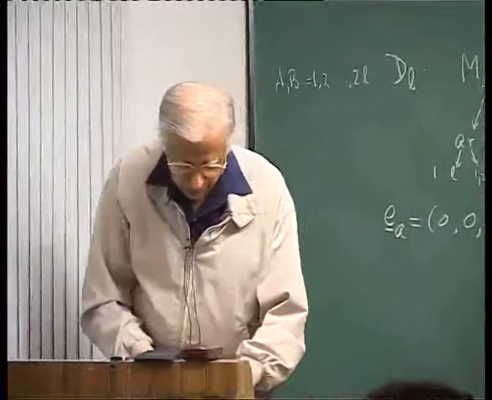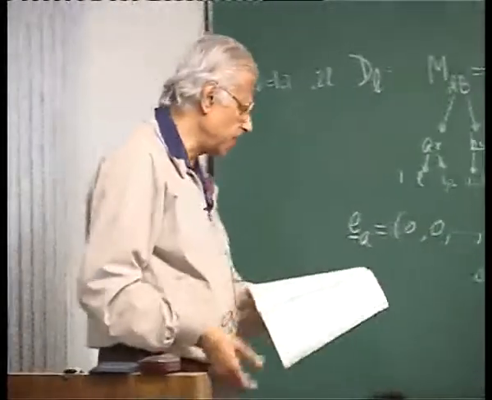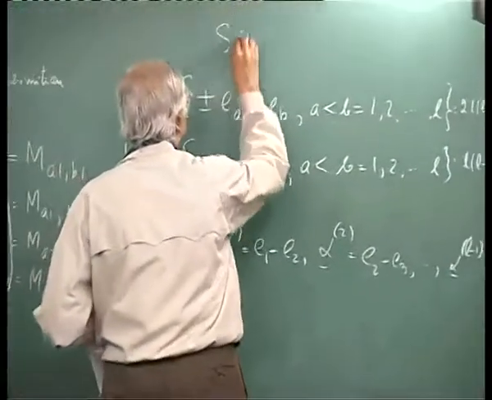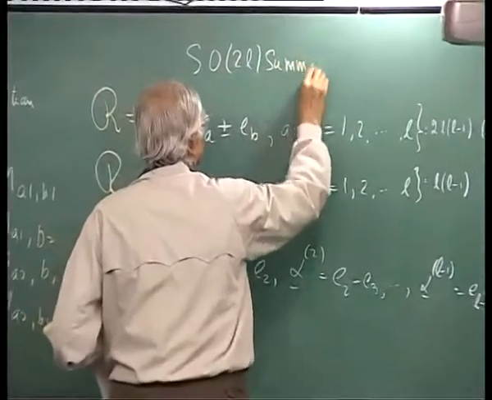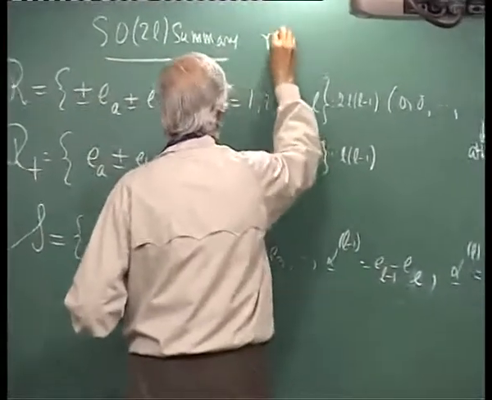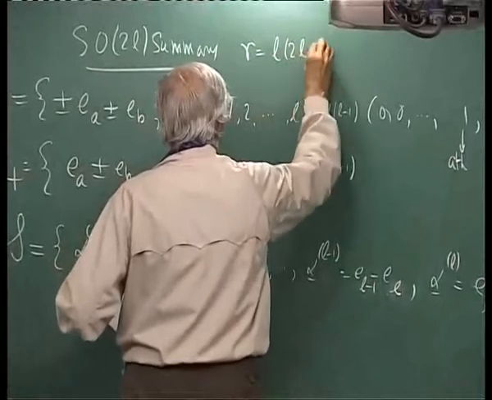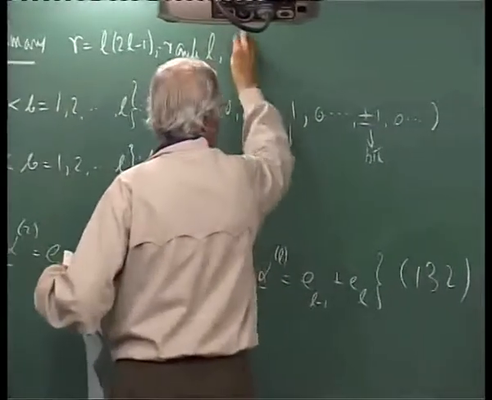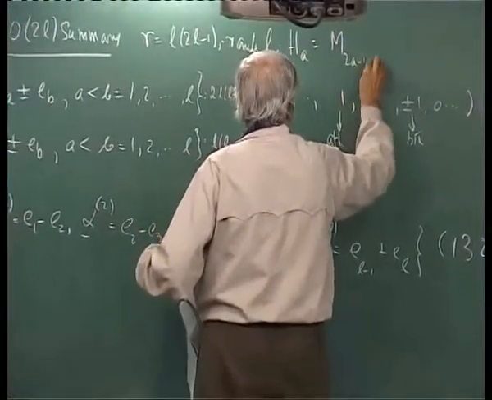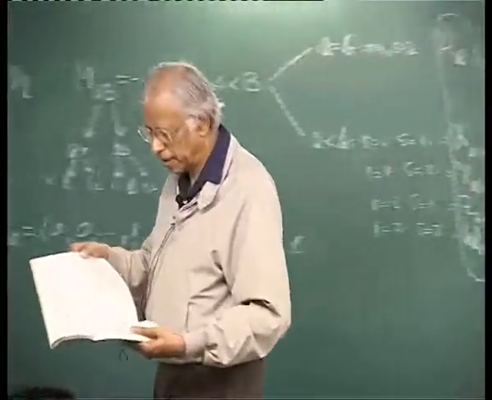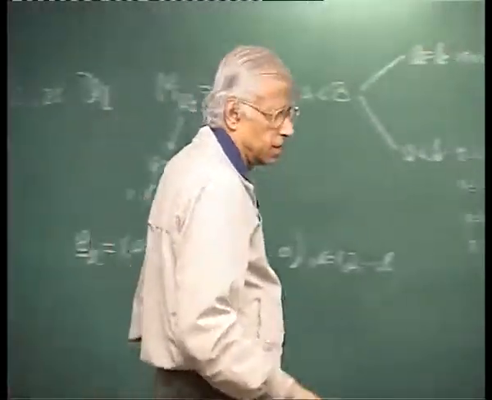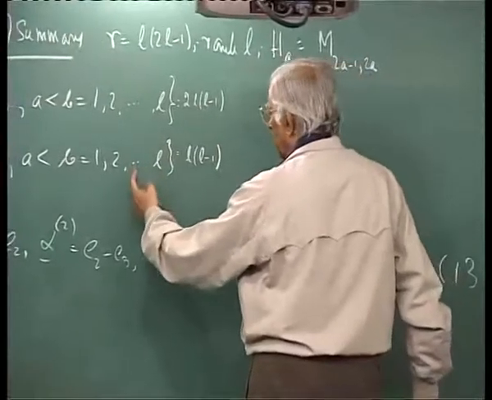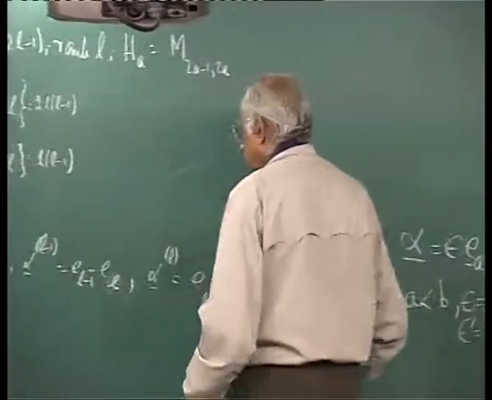So this gives you a feeling for how things work out, and I'll give you a summary of, well, the summary is all here. I don't want to write it again. Let me just put a few things on top. SO(2L) summary. What I would like to add is that the order is equal to L into 2L minus 1. Rank is L. That's the notation, L. The Cartan generators are these adjacent M's, M12, M34, and so on. And then in this summary, I'll rub out some unnecessary things. We have the complete list of all roots, this number, positive roots, this number, simple roots, L of them, L in number.